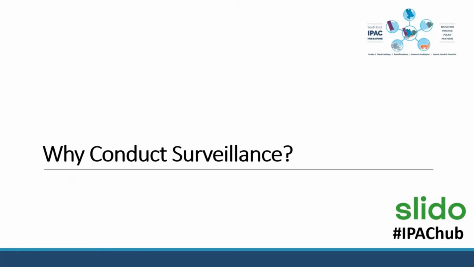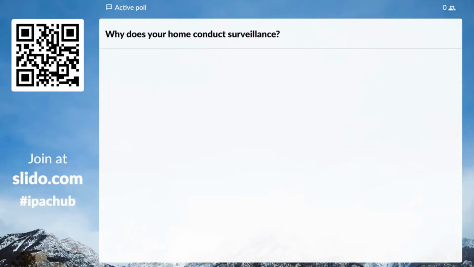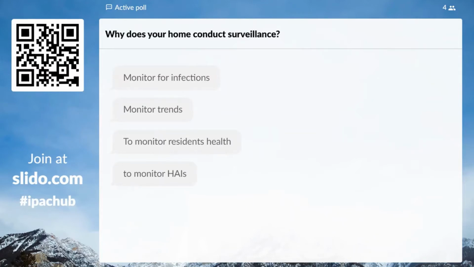Next slide. Why conduct surveillance? So here's a Slido question for you coming up. Why does your home conduct surveillance? So when you think about surveillance collection, why does your home do surveillance? We'll give you a moment to submit an answer there. So we see monitoring trends, monitoring the residents' health, and monitoring healthcare associated infections. 3 great examples of reasons to conduct surveillance in your facility.